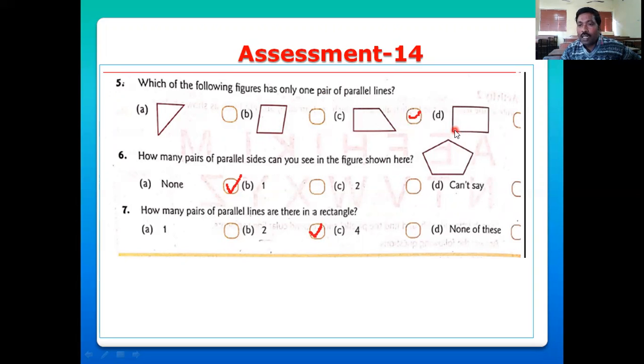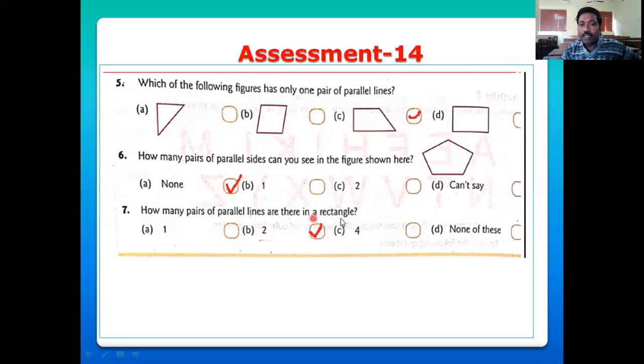And D also has two pairs of parallel lines, so our answer will not be D. And how many pairs of parallel sides can you see in the figure shown here? There is no possibility to find a parallel line. So our answer will be A.